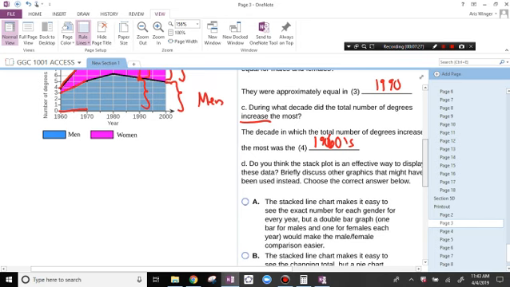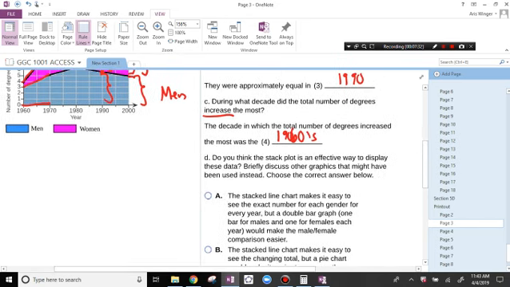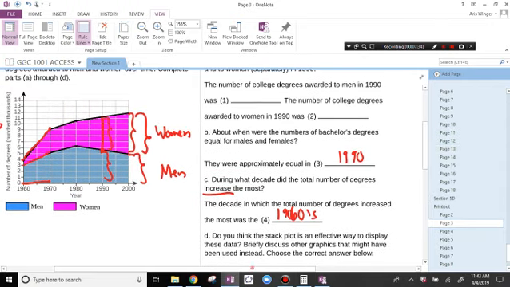Do you think the stack plot is an effective way to display the data? Well, this is not so bad. It's just hard to compare. Like if you looked here, you might be able to see that there were more men than women getting degrees because this is higher than this, but we don't know exactly the amount without having to subtract. So if you're comparing, it's not as good as a bar graph, right? So we would say this is okay, but it's not as good as a bar graph.